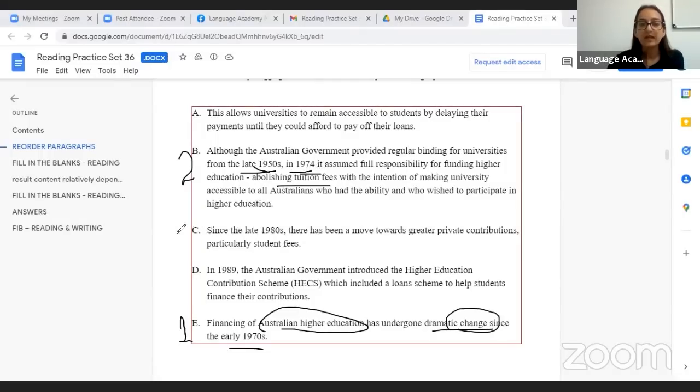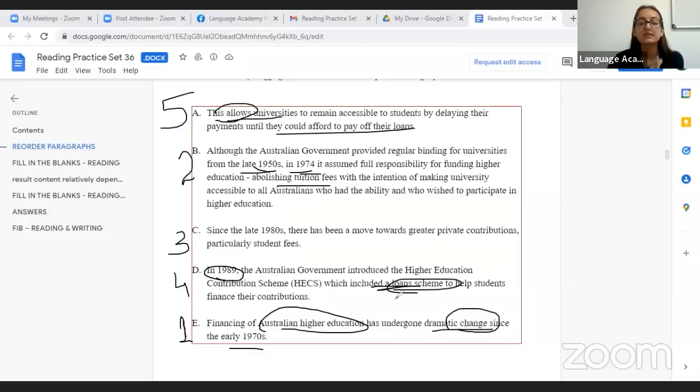74 this happened, and then since the late 1980s, there has been a move towards greater private contributions, particularly student fees. And then in 1989 they included a loans scheme to help students finance their contributions, and with the loans scheme they have referred to it with the further explanation of loans, saying this allows universities. This means the loans scheme allowed universities to remain accessible to students by delaying their payments until they could afford to pay off their loans. So this scheme allows, because it is further explaining the loans.